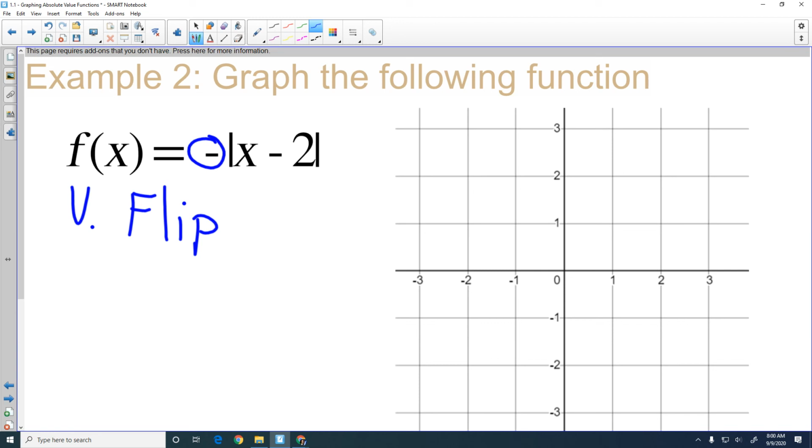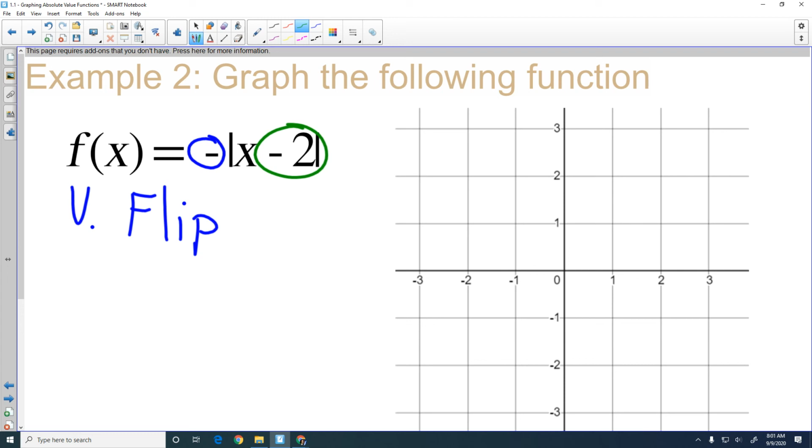Next, inside the absolute value, there's a -2. Now that -2 is grouped with the x, right? Because it's inside of the absolute value sign. That means it's going to affect it in the x direction, horizontally. Any numbers being added or subtracted are going to shift it in the x direction. The one thing we have to be careful of with these horizontal shifts, though, remember, when you're grouped with the x, it gets a little crazy.